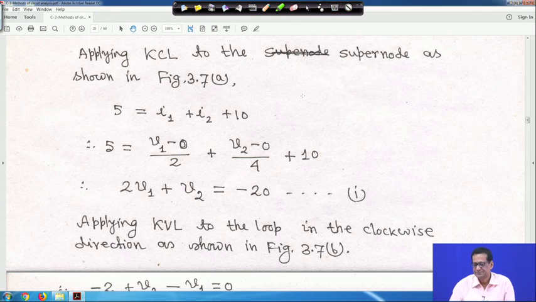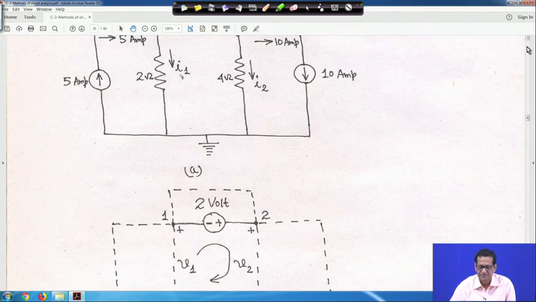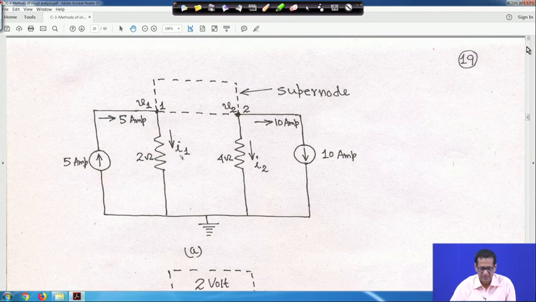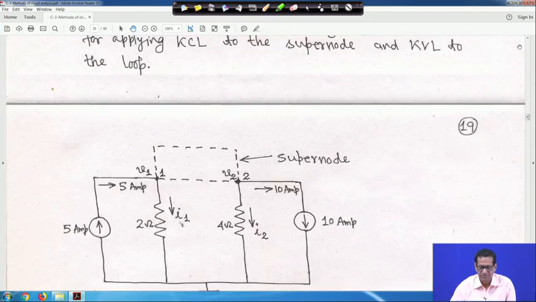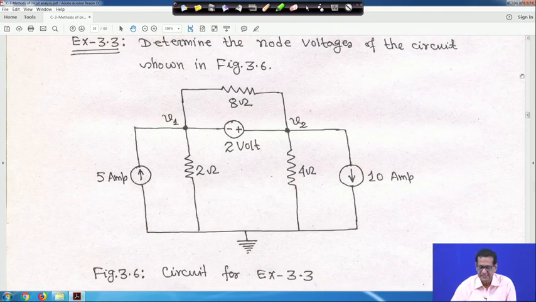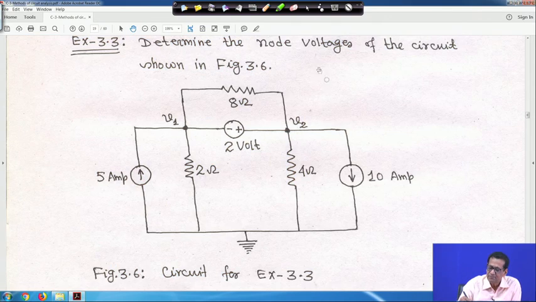The second thing is that you have to apply KVL also because of the super node. Better you come to this circuit. So, this is node 1, I am making it for you. This is your node 1 and this is your node 2, right.